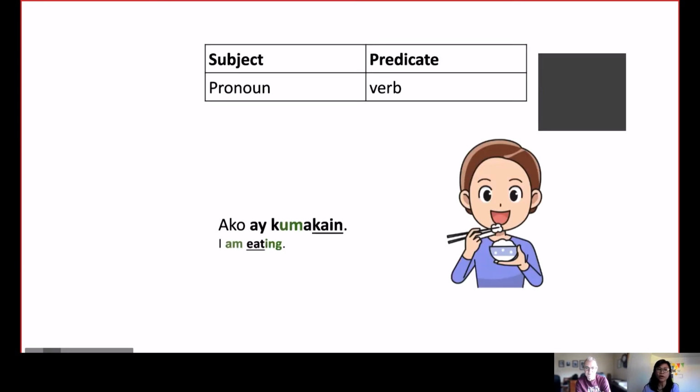Here we also have another basic sentence structure. Could you read it? Ako ay kumakain. Ako ay kumakain. And here we have the actor, ako. We have the auxiliary verb, and we have the main verb. Now, the problem with this structure is that it looks similar to English because we have the actor first.